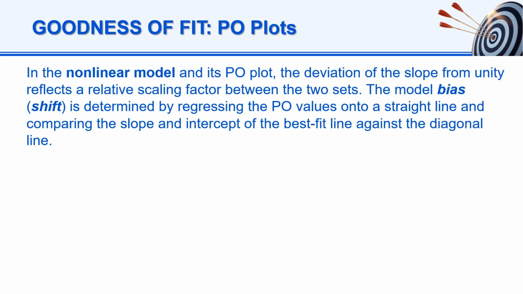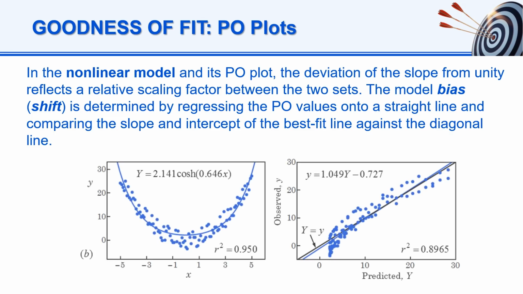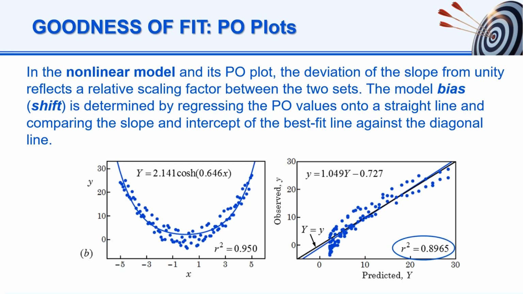In the nonlinear model and its PO plot, the deviation of the slope from unity reflects a relative scaling factor between the two sets. The model bias, shift, is determined by regressing the PO values onto a straight line and comparing the slope and intercept of the best fit line against the diagonal line. Note that the R-squared values for nonlinear regression and the linear regression for the PO data are not the same.